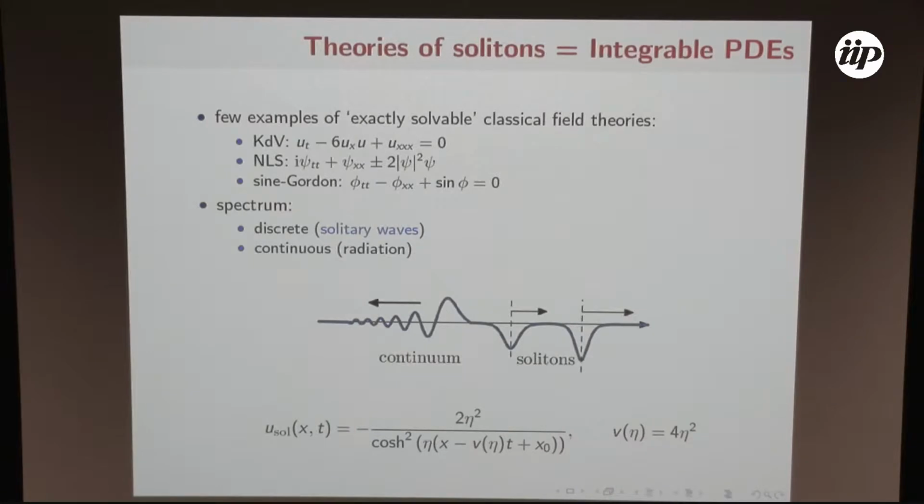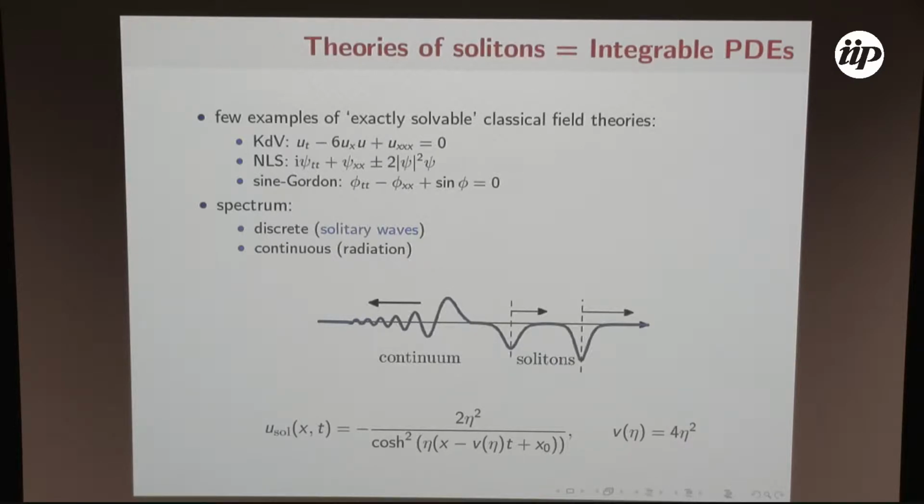Right, so what I mean by theories of solitons is integrable partial differential equations. Here I just listed a few of the most prominent examples. Historically, the most important role was played by the Korteweg-de Vries equation, which describes shallow water waves. It's a scalar field theory. Then there is the nonlinear Schrödinger equation, which is basically the classical version of the Lieb-Liniger model that Joachim was talking about previously. Sine-Gordon model, and there are countless many other models.